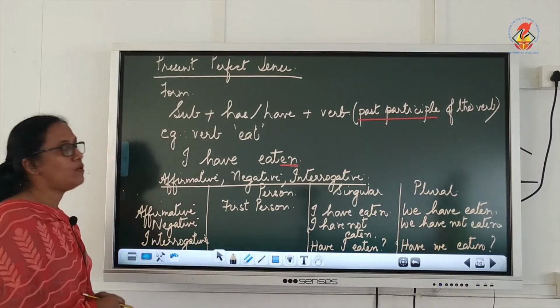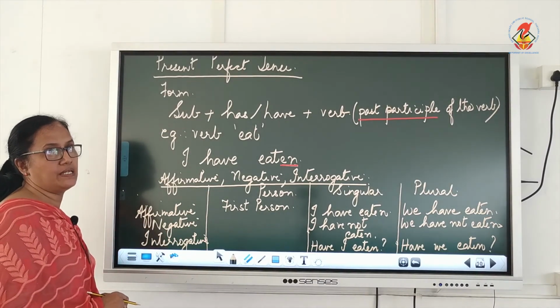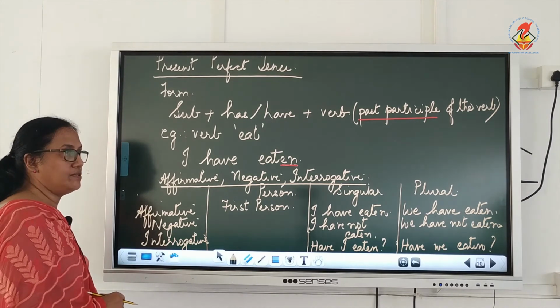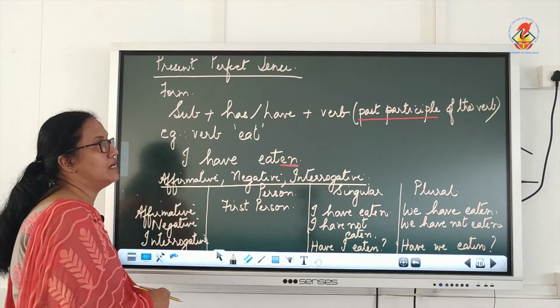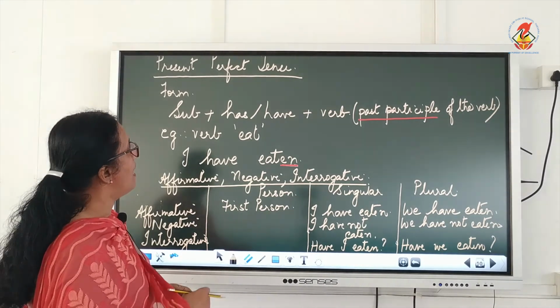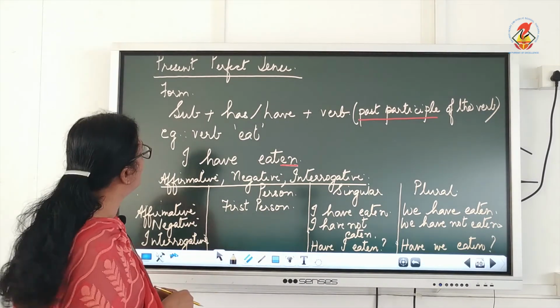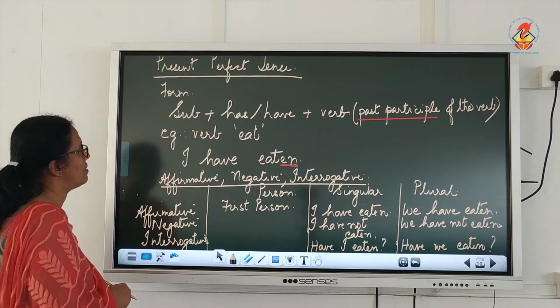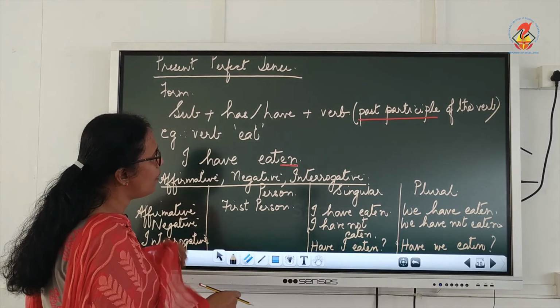Okay, how will you express present perfect tense? As you know, in a given sentence you have the subject plus the verb and then the remaining part which will give you information about it. Now for example, how will you express it?